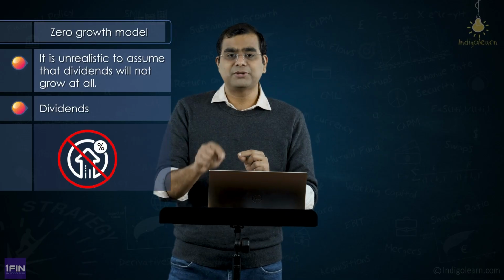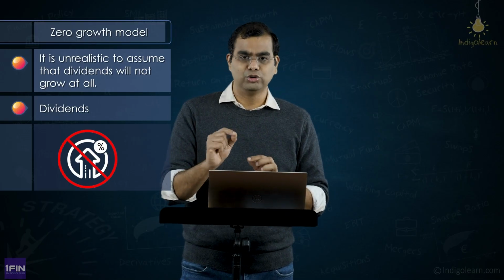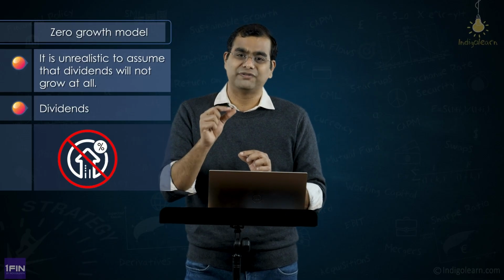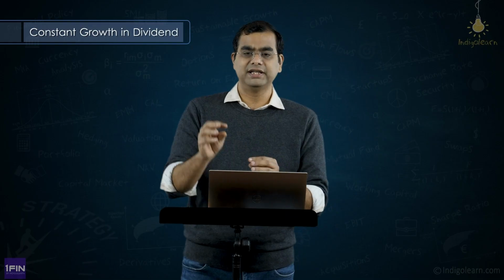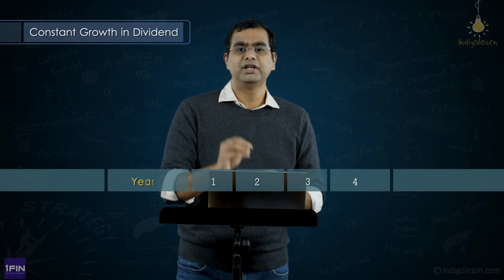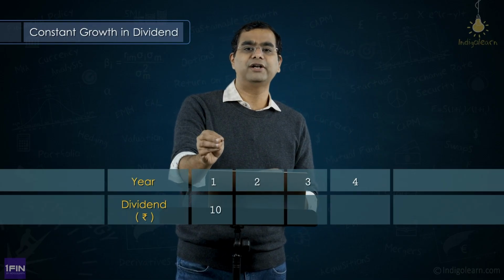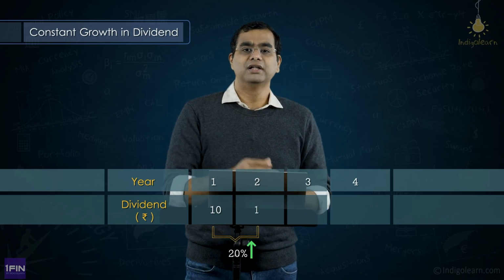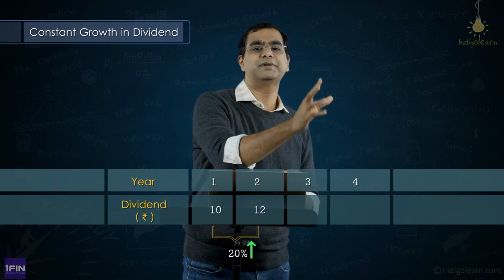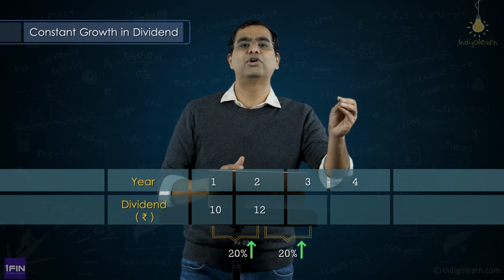So there will always be some amount of increment in the dividend. And the first variation that we bring to this entire dividend concept is we say that there is a constant growth in dividend. That is, year 1, let's say the dividend is 10 rupees. Year 2, on 10 rupees, you have, let's say, a 20% increase, so it will become 12 rupees. Third year, on 12 rupees, there is a 20% increase in dividend. So the dividend will become 14.4.